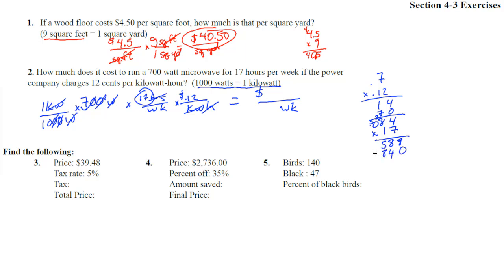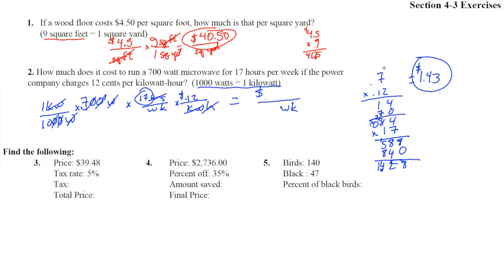1 times 8 is 8. 1 times 0 is 0. We get 8. That's 12. Carry the 1. 14. There we go. And how many decimal places? 1, 2, 3. Right there. So it's going to equal $1.428. Oh, so that's going to round that. So we're going to have $1.43 if we round to the nearest penny.